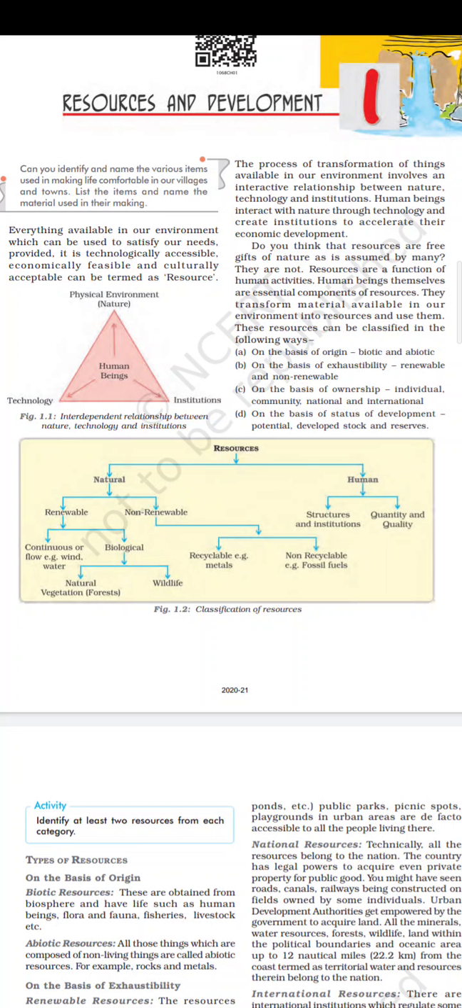If we talk about human resources, then they are being created by human beings, and they are also very important. The resources like rock, soil, plants, animals, mines, minerals, they have their own importance, but nowadays they are being exploited or misused by human beings.